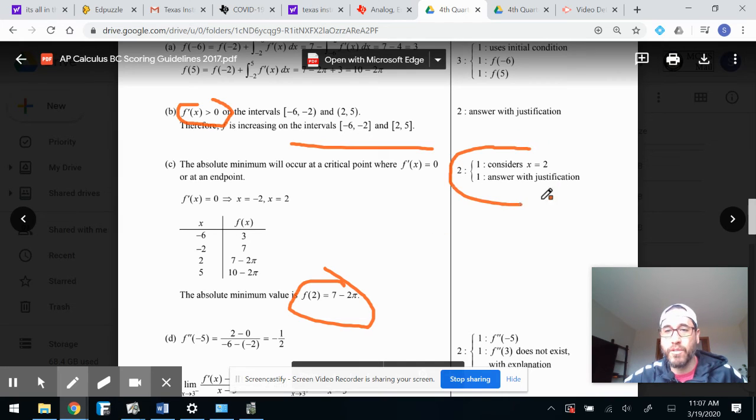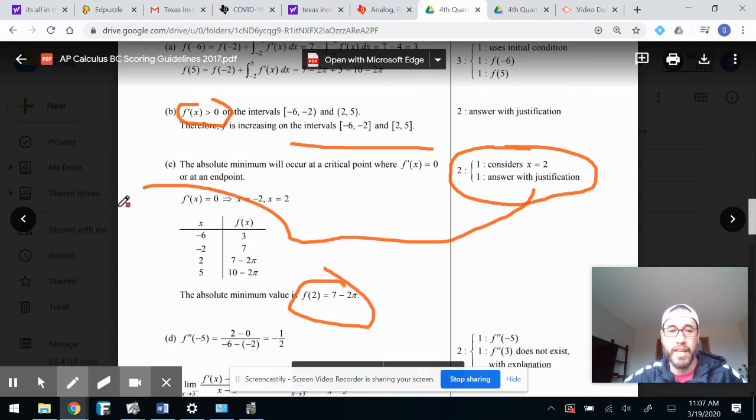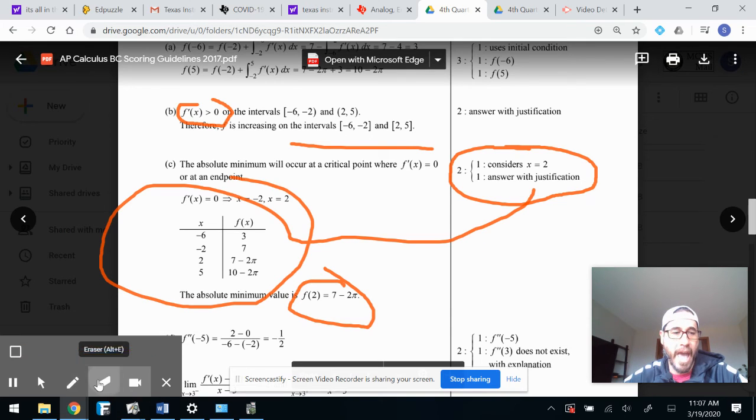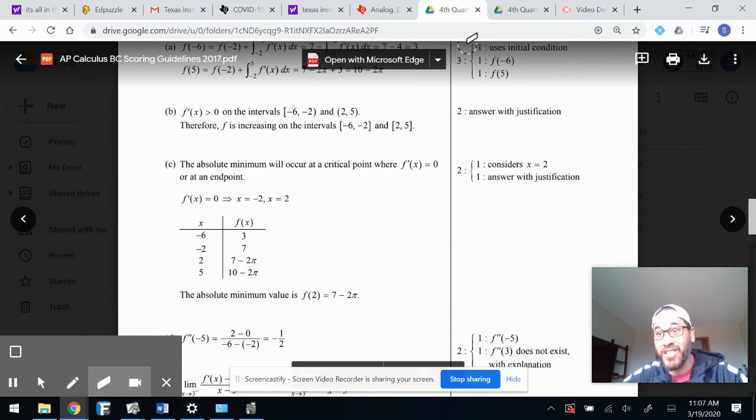All right, so this one's only worth 2 points. You had to consider x equals 2, and then you have your answer with your justification, which is the table, right? And they used all those values. But if you explained why you didn't have to use negative 2, why you didn't have to use the endpoint of 5, you'd be good to go, right? Because those would be maxes.